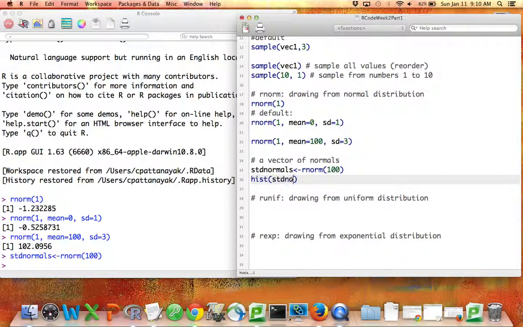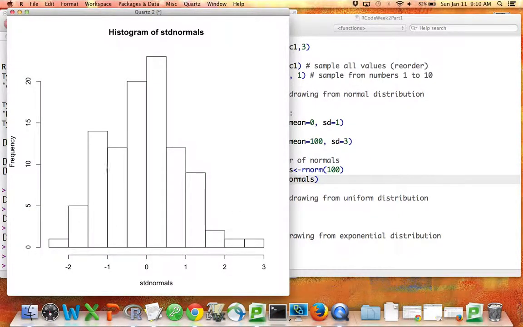How am I going to look at those? Well, for example, I could take a histogram. And there it is. There's my histogram. This doesn't look perfectly normal. Why? Because these are just 100 random draws from a normal distribution. But you can see that they're drawn from a standard normal. They're centered around 0, and about 95% of them are within negative 2 and 2.